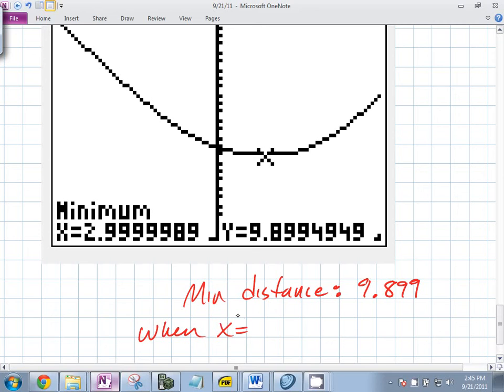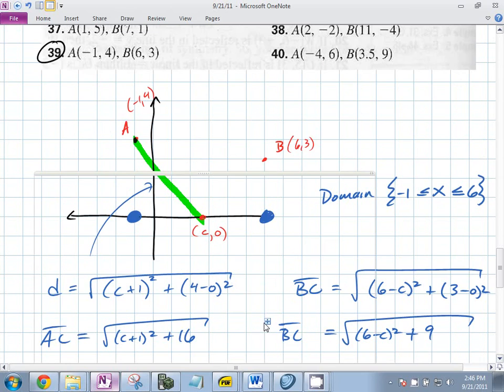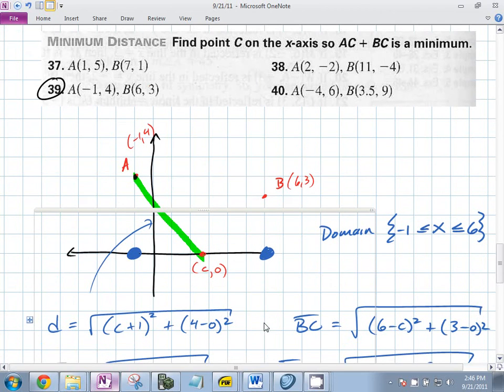Where is the minimum, when x is what? When the calculator says 2.999999989, what can you pretty much assume it is? Exactly. Your calculator, depending on how far you zoomed in, sometimes will tell you a slightly different answer. Is it doing an exact thing here? No, it's estimating. Your calculator is estimating to 10 decimal places. And depending on how far you zoom in, it might be a little different. But either way, it's pretty safe to assume that this minimum occurs when x is equal to 3.